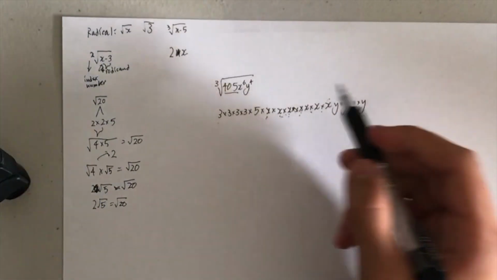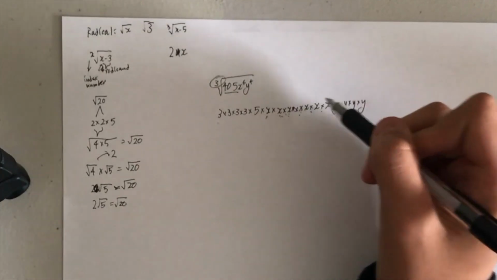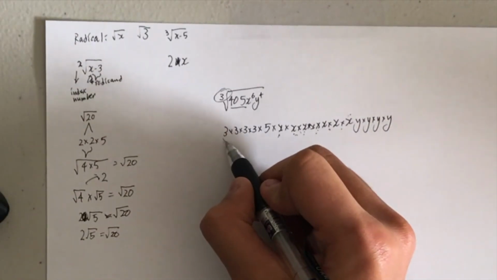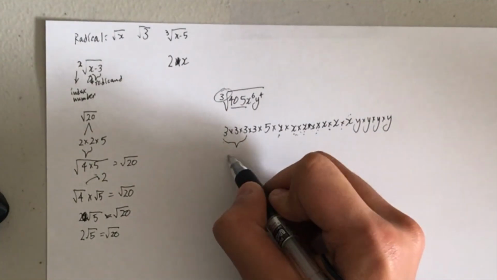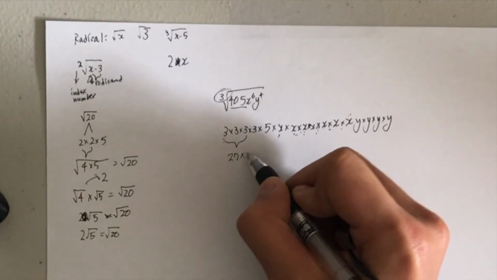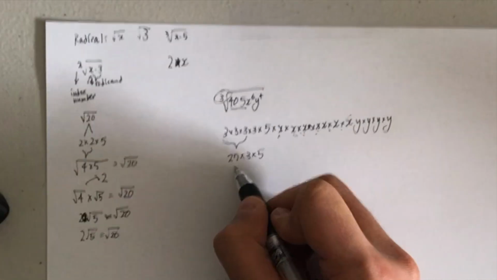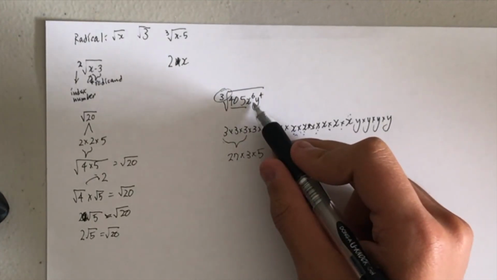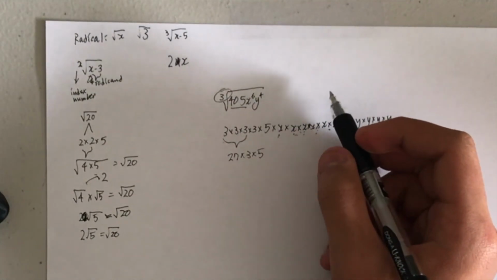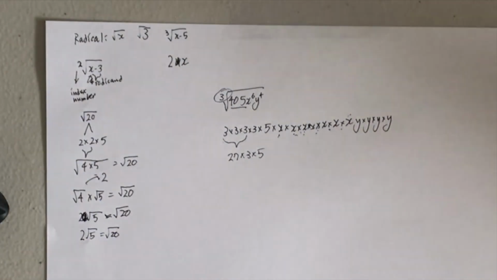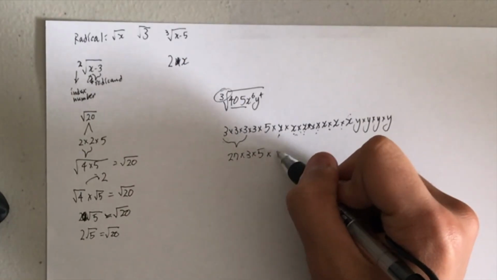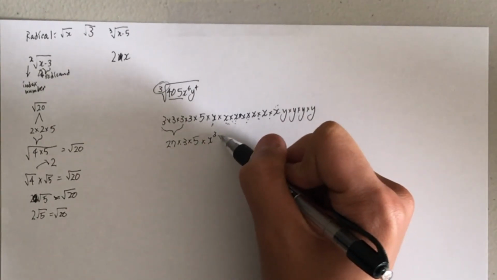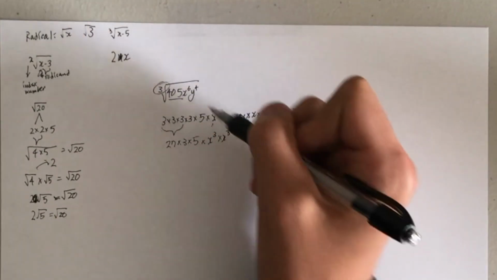For example, the index number is 3, so we have to find numbers or variables that multiply themselves 3 times. In this case, 405 has one group of three 3's, so that would equal 27. If we write this out, it would be 27 times 3 times 5, which is equal to 405. Moving on to x to the 6th power, we know that 6 x's equal 2 groups of 3 x's. So we can simplify this into x cubed times x cubed, which is equal to x to the 6th power.